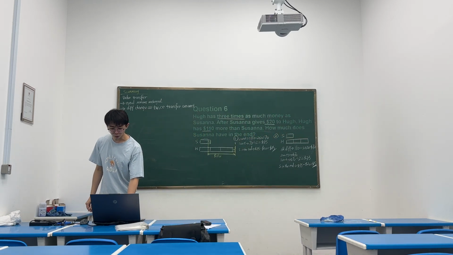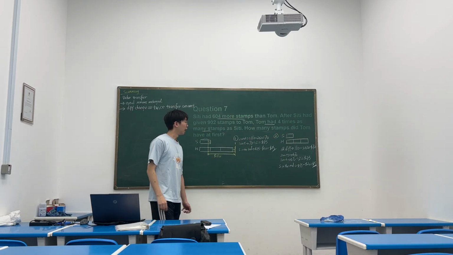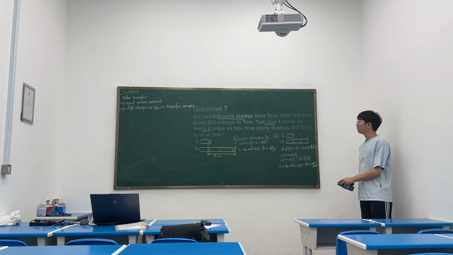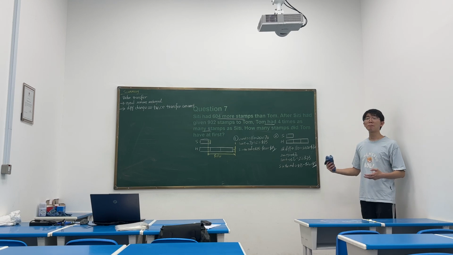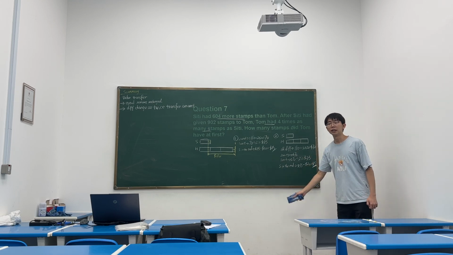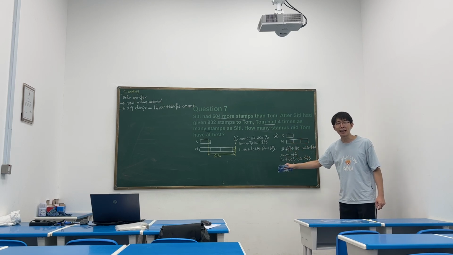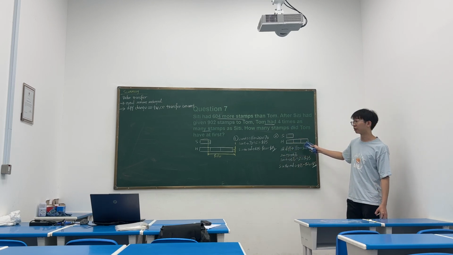Now let's take a look at question 7. Again, question 7 is a type of question we learned in lesson 4. In lesson 4, we use a normal method to solve it. We draw the models. So now, first of all, let's do a revision about how to draw models, and then we shall use this method to solve it, okay?